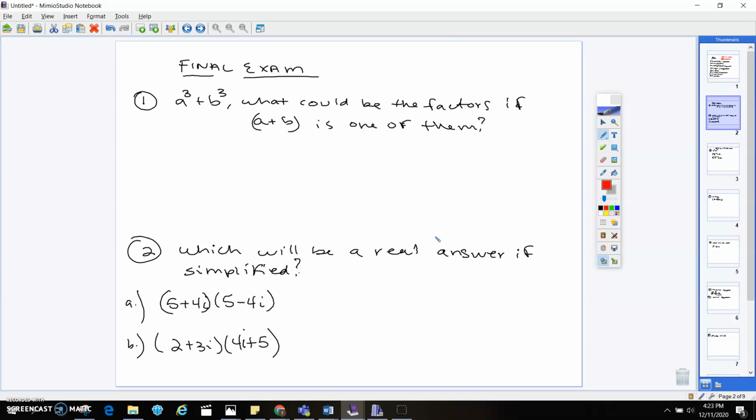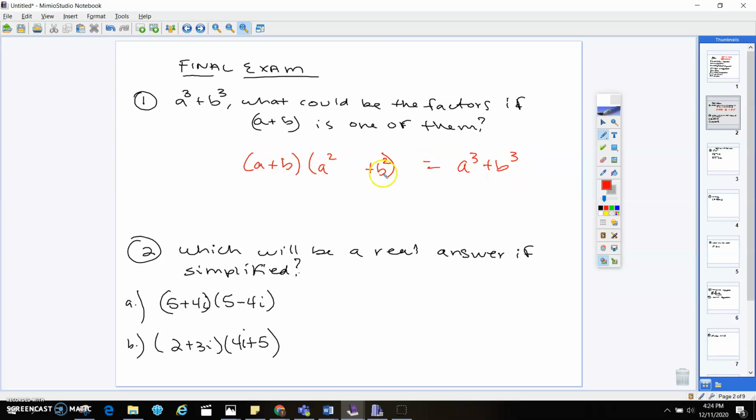In number 1, it says a to the third plus b to the third. What could be the factors if a plus b is one of them? What that's asking is: a plus b times what will give you a to the third plus b to the third? The best way to do this is to have at least an a squared in the front, because a times a squared is going to be a to the third. Then you also have to have a b squared in here, because b times b squared is going to give you b to the third.